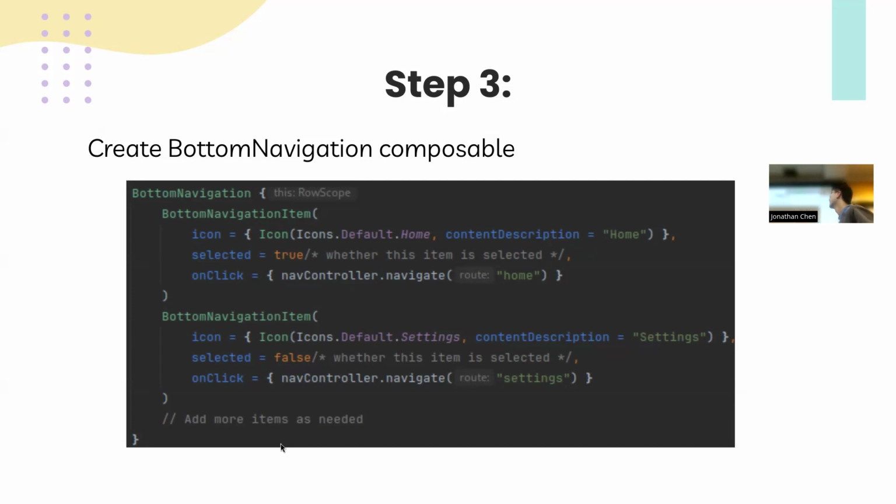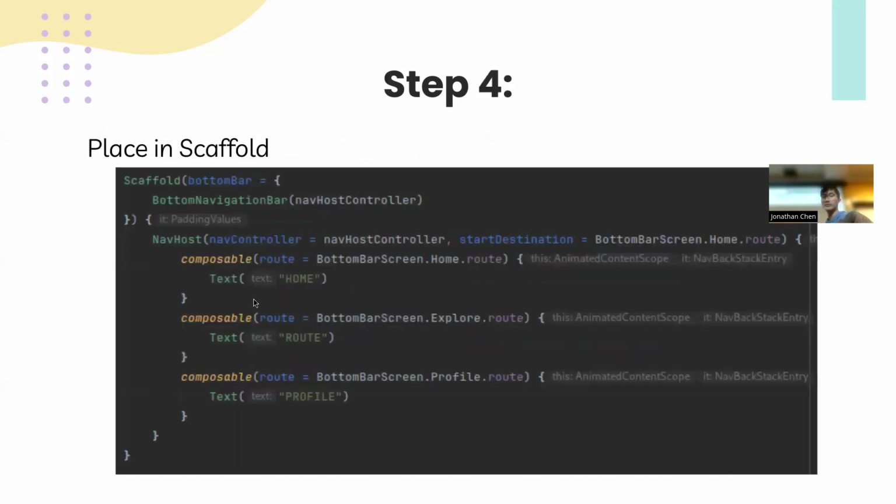Yeah, of course. So you can just see there's 2 declared here, and then I added a comment there, add more items as needed. And then finally, when that's all done, you have to place it in something called a scaffold. A scaffold is like this top level layout that fills the entire screen and basically defines specific locations where we can put a composable.